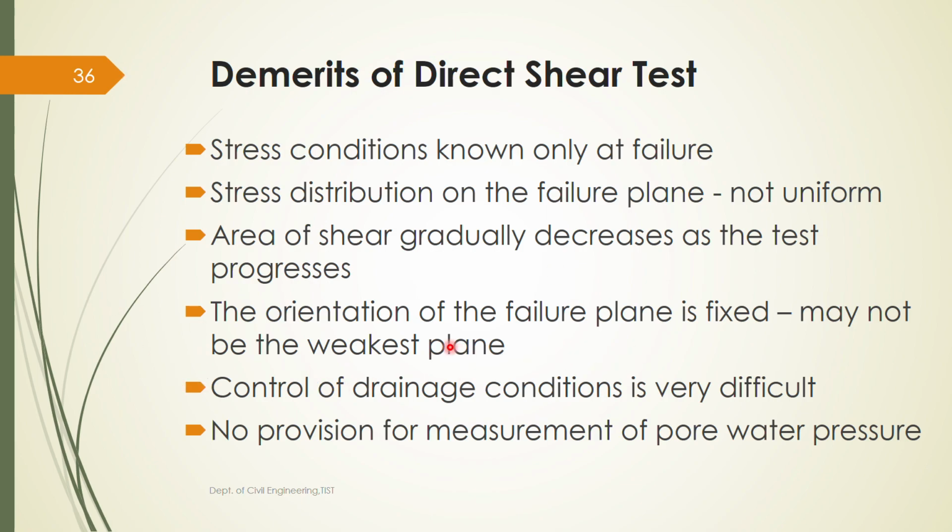Now we know that the failure plane is fixed. The failure plane is always horizontal, and that horizontal plane may not be the weakest plane. So that is a disadvantage. It is very difficult to control the drainage conditions, and for measuring pore water pressure, we don't have any provision. So these are the demerits of the direct shear test.